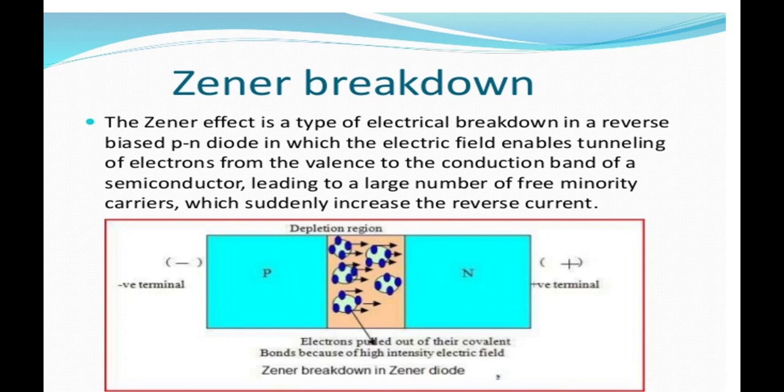When the applied voltage is greater than the breakdown voltage, the number of minority charge carriers, free electrons, suddenly increases the reverse current. The flow of current suddenly increases when the applied voltage is greater than the Zener voltage. At that time the current flows very rapidly through the diode. This is shown here.